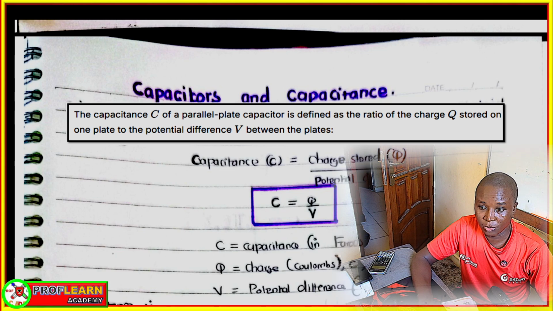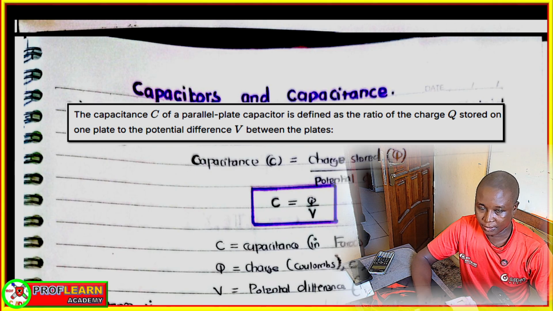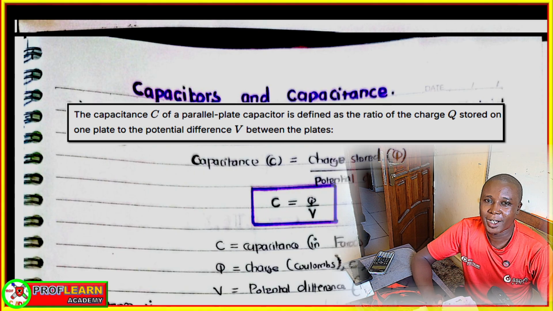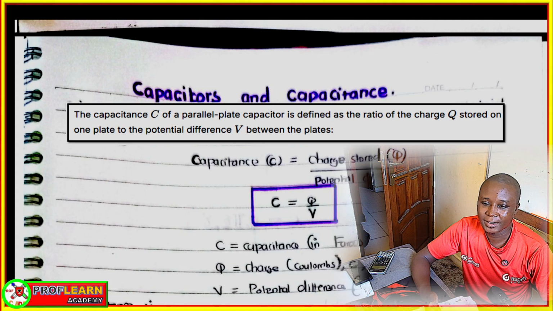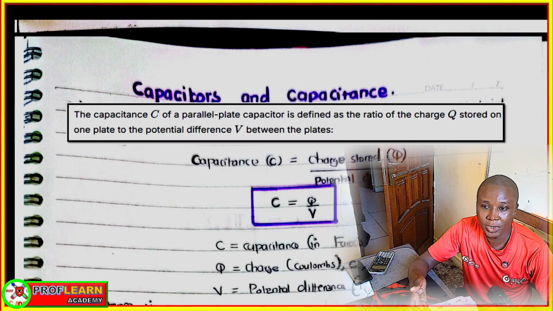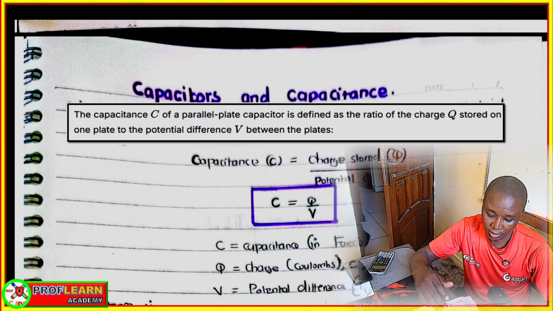In this particular video, we're going to look at the concept of capacitors and capacitance. Capacitors are devices which have the ability to store charge. And if you're asked to define the term capacitance, we're going to say capacitance of parallel plates is the ratio between the charge stored in one of the plates divided by the potential difference between the two plates.